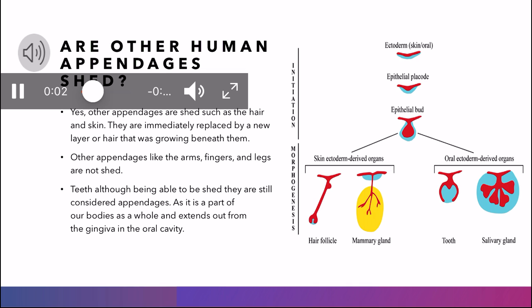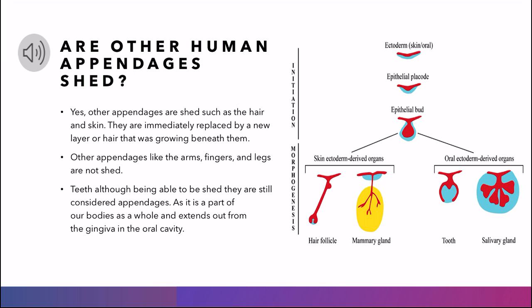So are other human appendages shed? Well, to answer this, yes, other appendages are shed, such as the hair and the skin. These appendages, so to speak, are immediately replaced, though, by a new layer or a new hair that was growing underneath them. Other appendages like the arms, fingers, legs, foot, those are not shed.